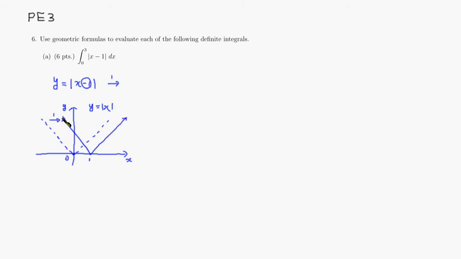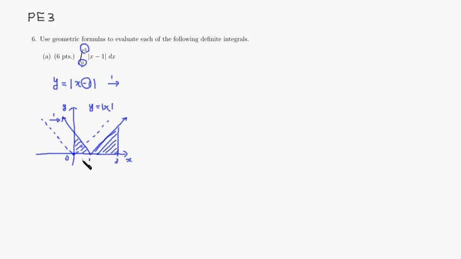So let's find the region. We are going from 0 to 3, so it should be around here. So this is 0 to 3. That's the region, and we just have to find the area.